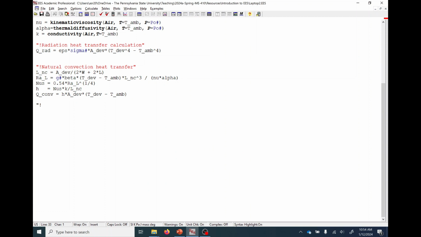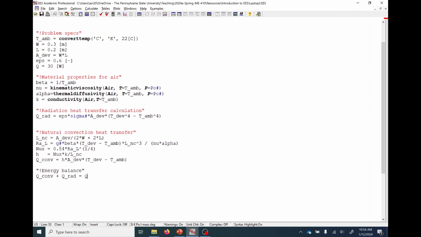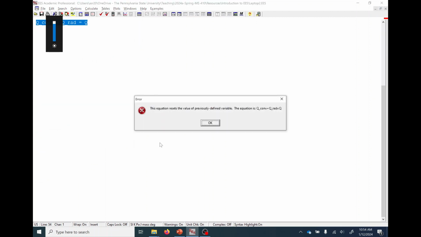So instead of doing that by hand, what we'll do is, this is our energy balance for our control volume: Q convection plus Q radiation is equal to the total Q generated by the laptop of 30 watts. When we do this, we add an extra equation, but we didn't actually add any new variables. So by doing this step, we need to remove one of the variables that we already have. Otherwise, we'll have over-defined our system. Just to illustrate that, if I try running the program, we get this problem: we're trying to redefine a variable that was already solved for, or already had a value.